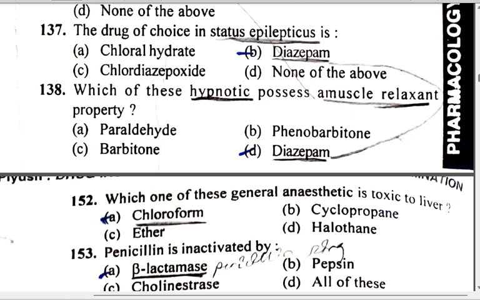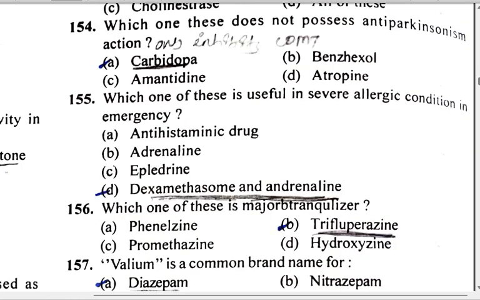The drug of choice in status epilepticus is diazepam. Which one of these hypnotic possesses muscle relaxant property? That is diazepam. Which one of these general anesthetic is toxic to liver? Chloroform. Penicillin is inactivated by beta lactamase. Which one of these does not possess anti-Parkinsonism action? Carbidopa. Which one of these is useful in severe allergic condition in emergency? Dexamethasone and adrenaline. Which one of these is a major tranquilizer? Trifluoperazine. Valium is a common brand name for diazepam.